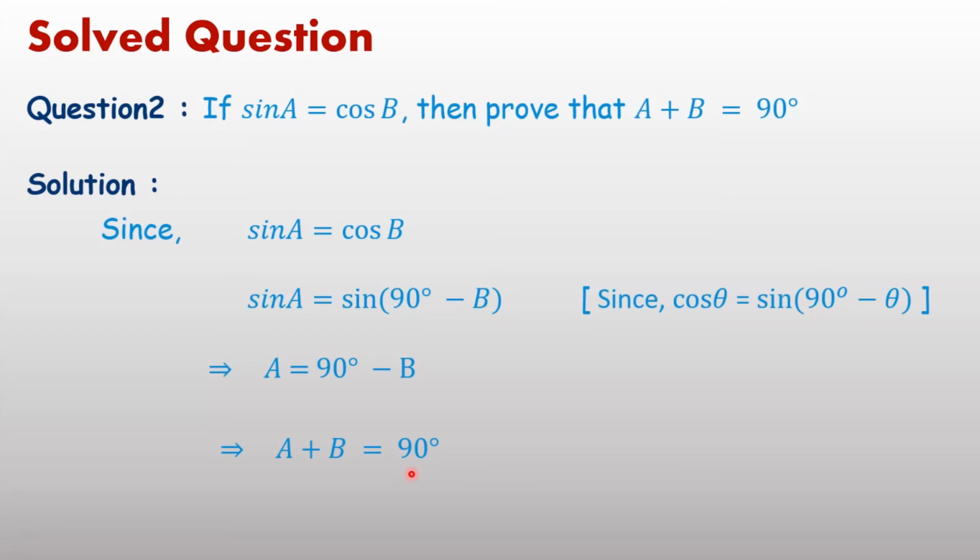If any question of this type is given, sin A equals cos B, tan A equals cot B, or sec A equals cosec B, and you have to prove A plus B equals 90 degrees, apply the same concept. Now question number 3.